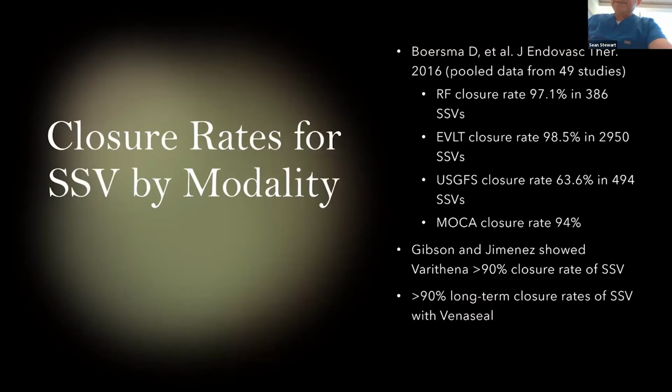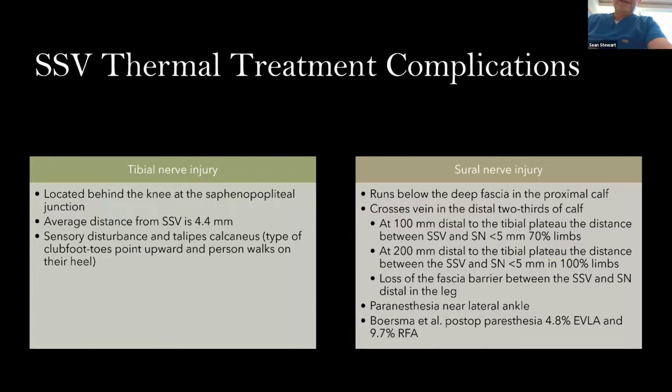Closure rates tend to mirror closure rates for GSV closure. Thermal modalities carry the same risk for nerve injury when treating the SSV. Like the GSV, we have areas that are more susceptible to nerve injury. Close to the knee and the distal leg are susceptible areas when treating the SSV with thermal modalities.